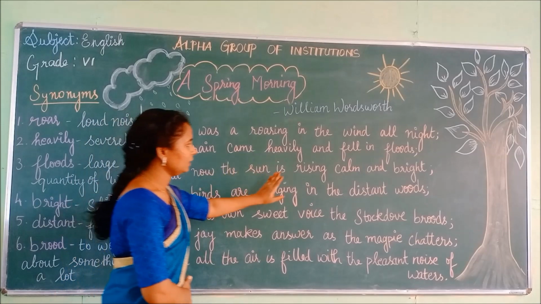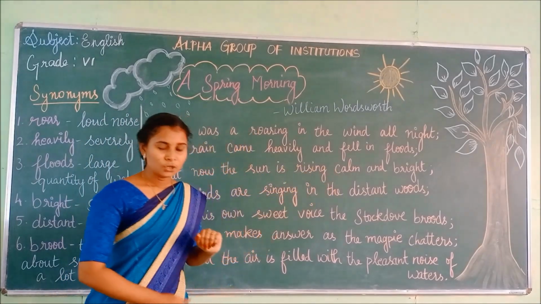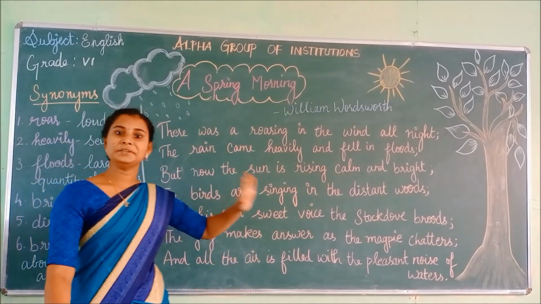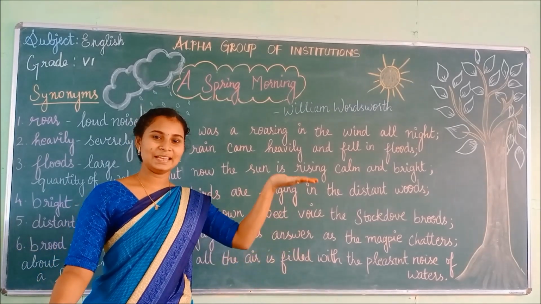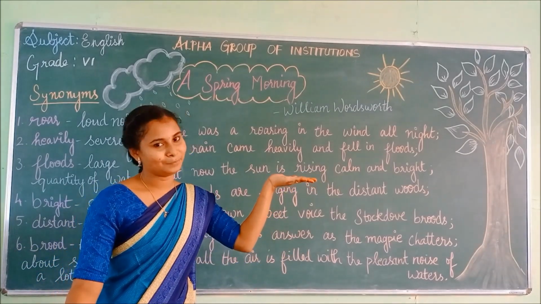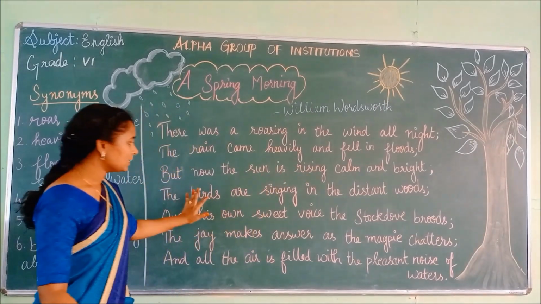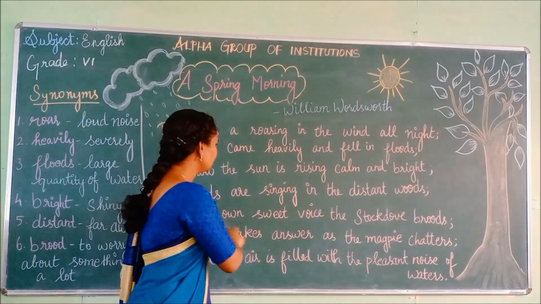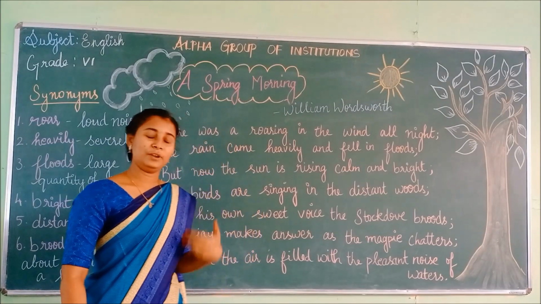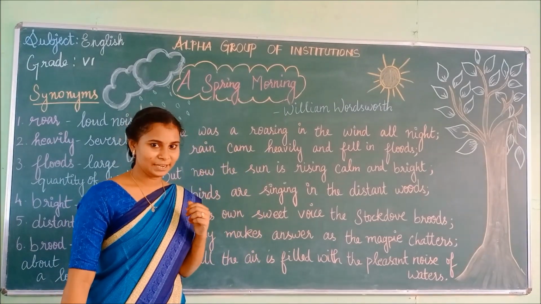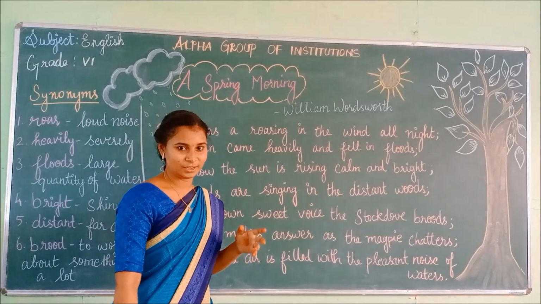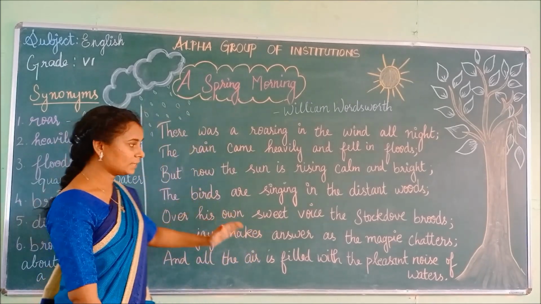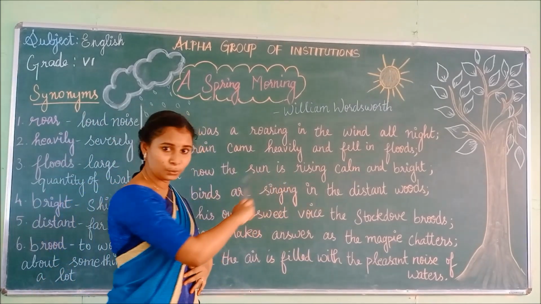But now the sun is rising calm and bright. So what happened? The previous night is over. We have a new day in the morning. The sun is rising very calmly and brightly. And the birds are singing in the woods. So usually when the day begins, birds sing, right? We could hear so many birds singing. It's so pleasant to hear, isn't it? So the birds are singing in distant woods.